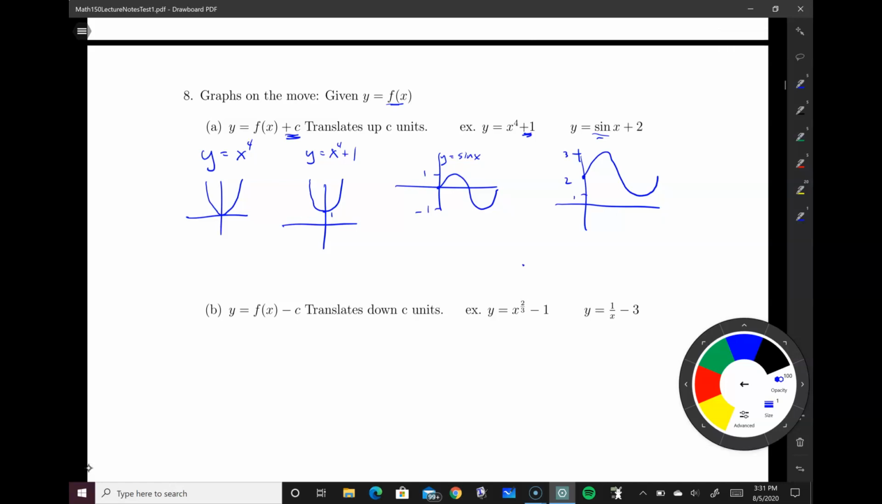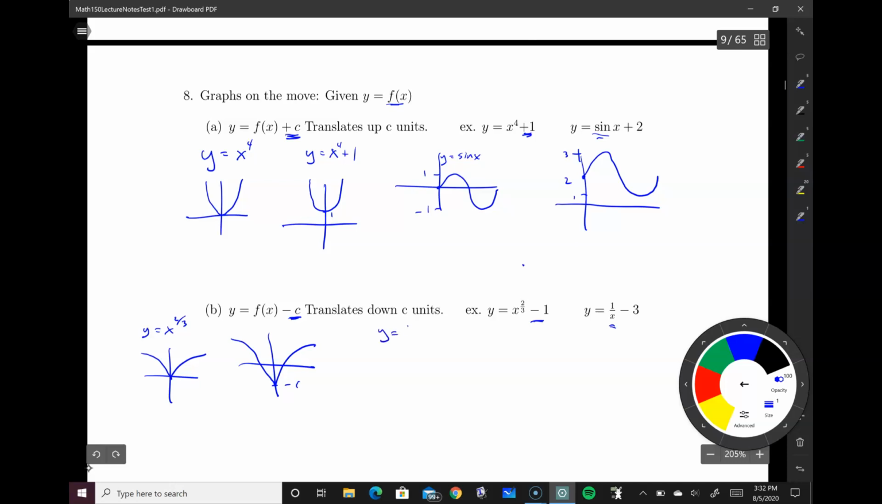All right, here I'm going to be subtracting a c off, so I'm going to be subtracting a number off. You know that y equals x to the 2/3 looks like this. So y equals x to the 2/3 minus 1 brings it down by 1.